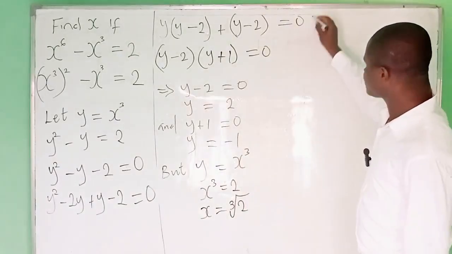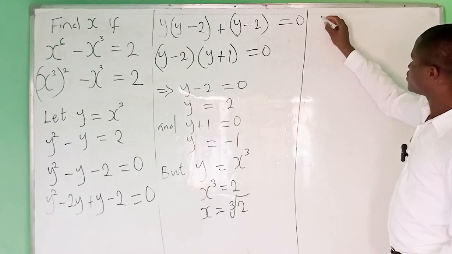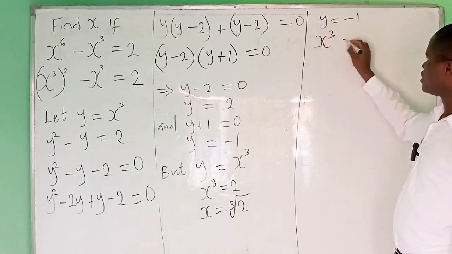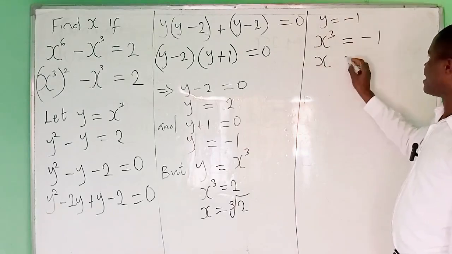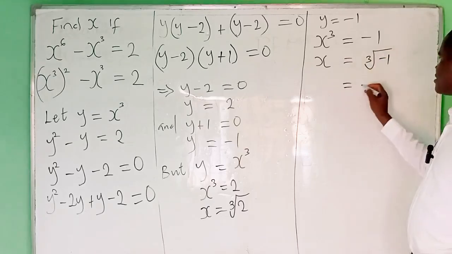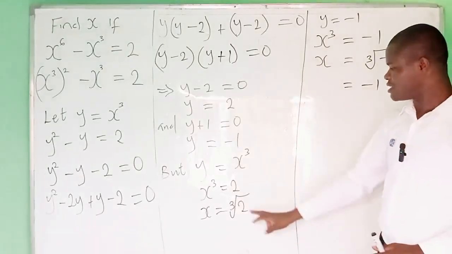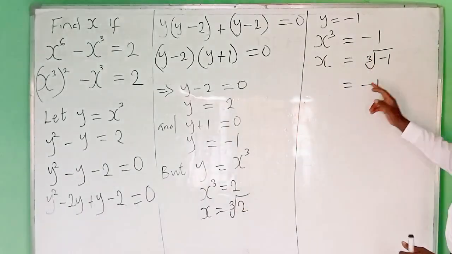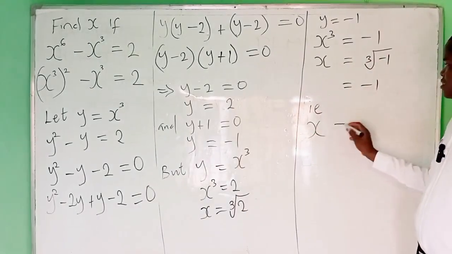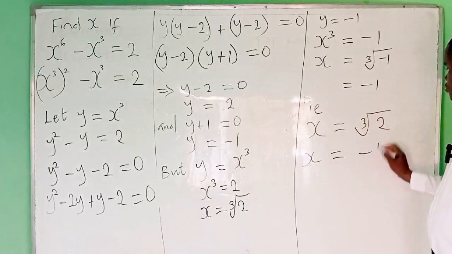Then when y is equal to minus 1, it implies that x cubed is equal to minus 1, and x is equal to the cube root of minus 1, which is still the same as minus 1. It means that the values of x that satisfy this equation are x is equal to the cube root of 2 and x is equal to minus 1.